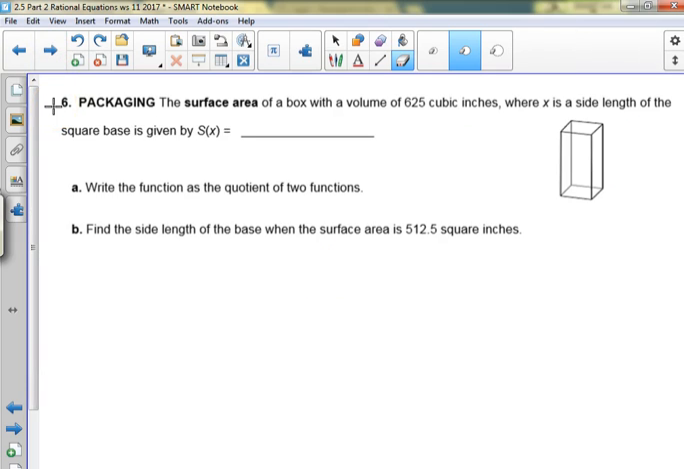Oh, we get to do a box question. All right. The surface area of a box with a volume of 625 cubic inches, where x is the length of the side of the square base. Excellent. So the base is a square, x on a side. Okay.